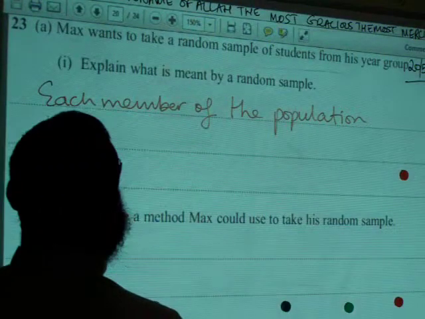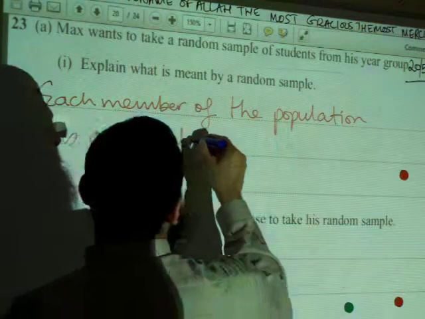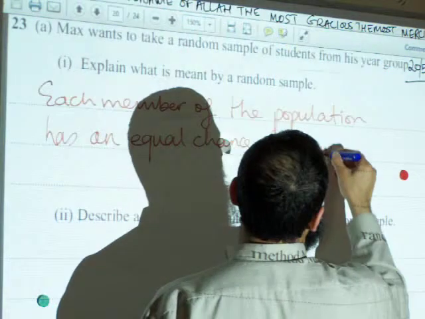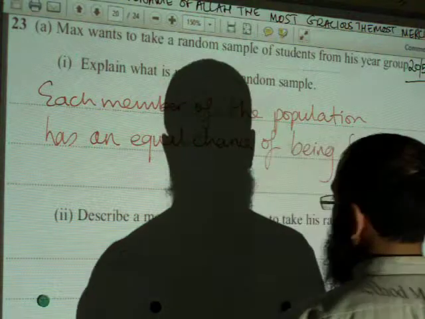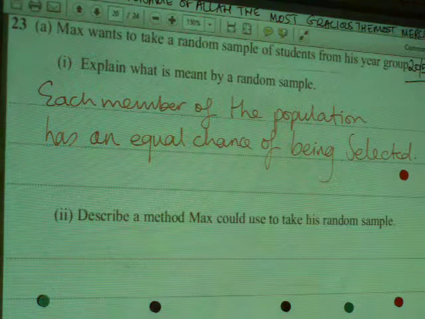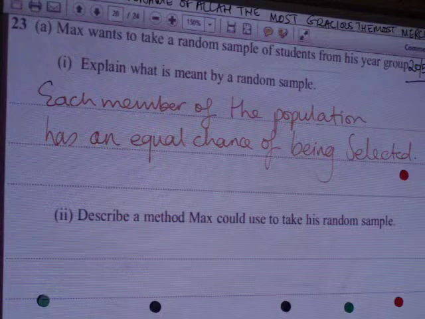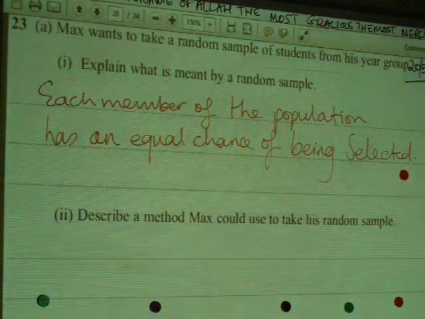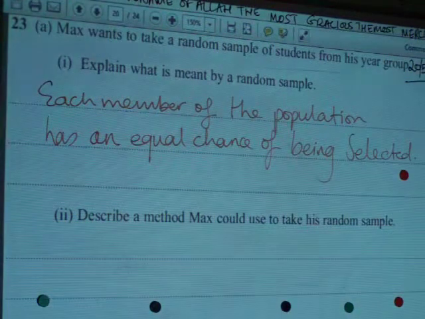So each member of the population has an equal chance of being selected. Okay, we're happy with that.